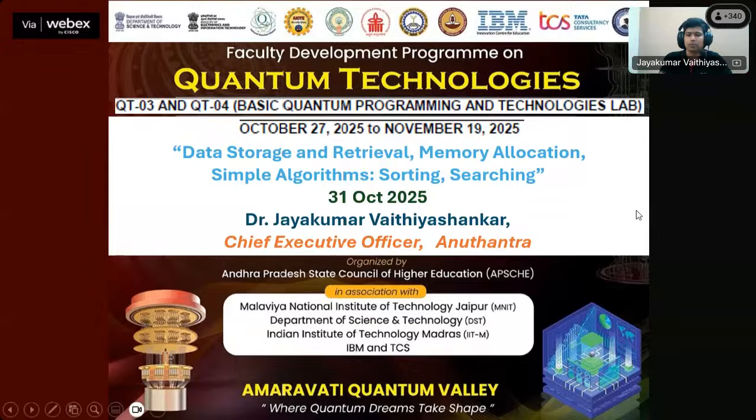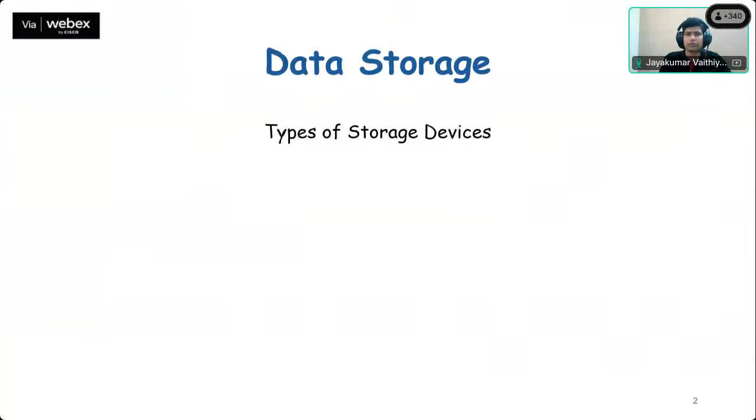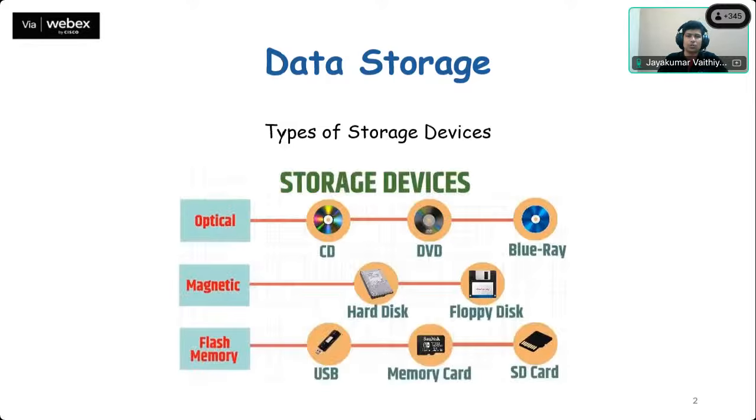Most of us know, even though we belong to different departments and domains, that if you want to store data, there are different types of storage devices available. Storage devices could be based upon optical, magnetic, and flash memory technology. Take optical as an example: we use CD, DVD, Blu-ray disc. Some of us don't know the back-end principle, but we used them in earlier days.